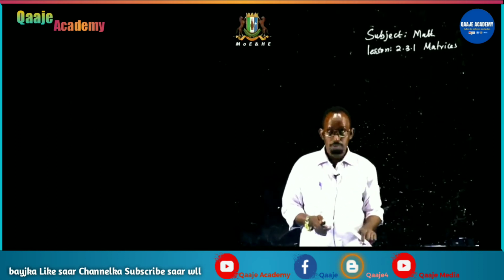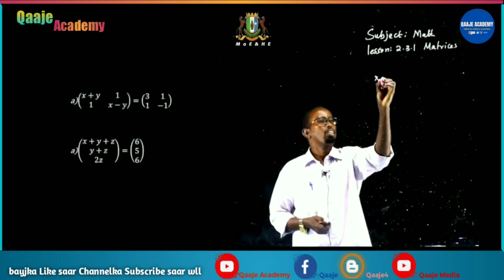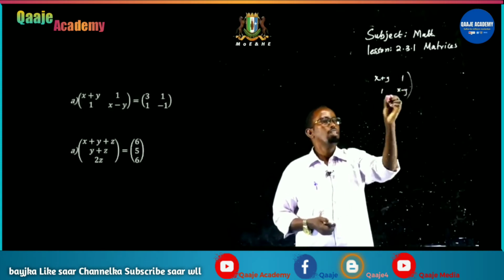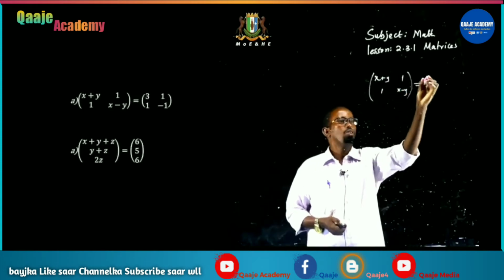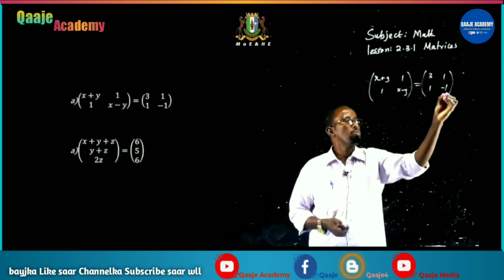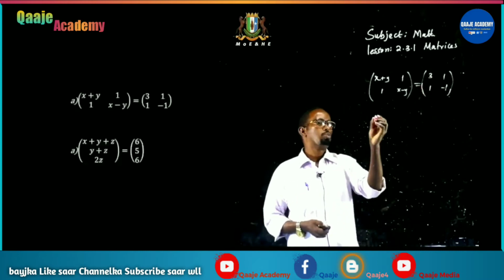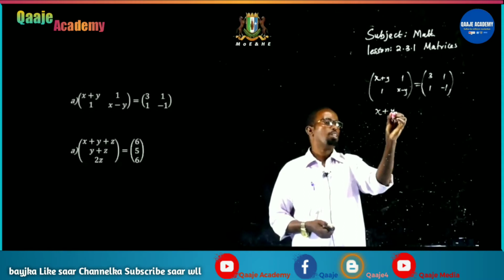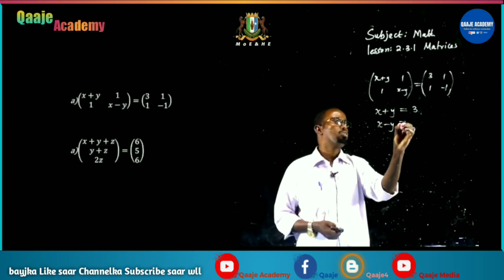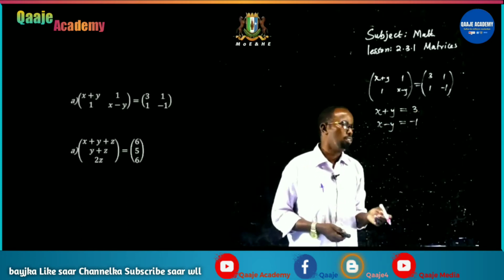Next example: x plus y is equal to 3, and x minus y is equal to minus 1. You're told to look for the values of x and y. So x plus y corresponds to 3, and x minus y corresponds to minus 1. Using the elimination method, you can find the values of x and y.